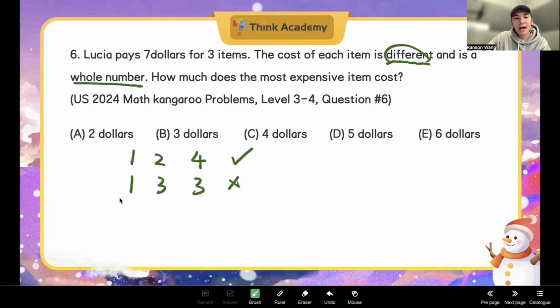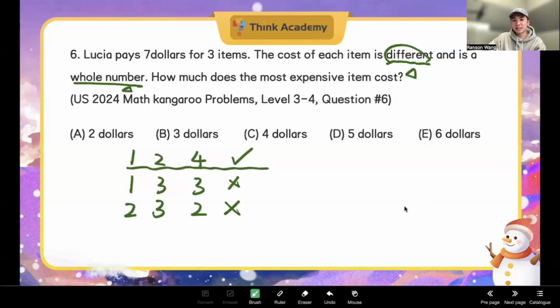So that's impossible. And if the first is 1, then the second one is 4, so that's the same as this situation. So we can pass that. What if the first one is 2, and then the second one can only be 3, right? In this case, the third one is 2. So this one is also not the case, which means among all of the scenarios, in order to make them different whole numbers, only this one is the correct situation. And the most expensive one, of course, is $4. So that's why we chose option C.